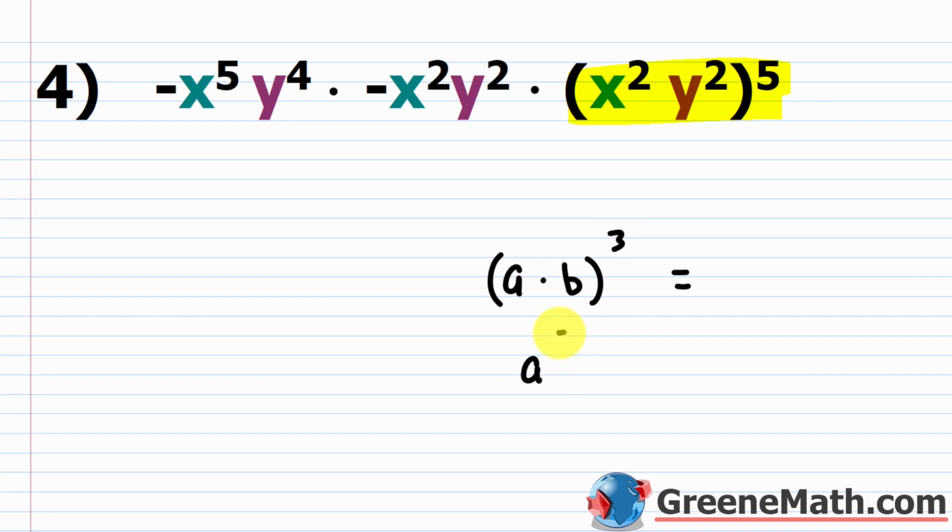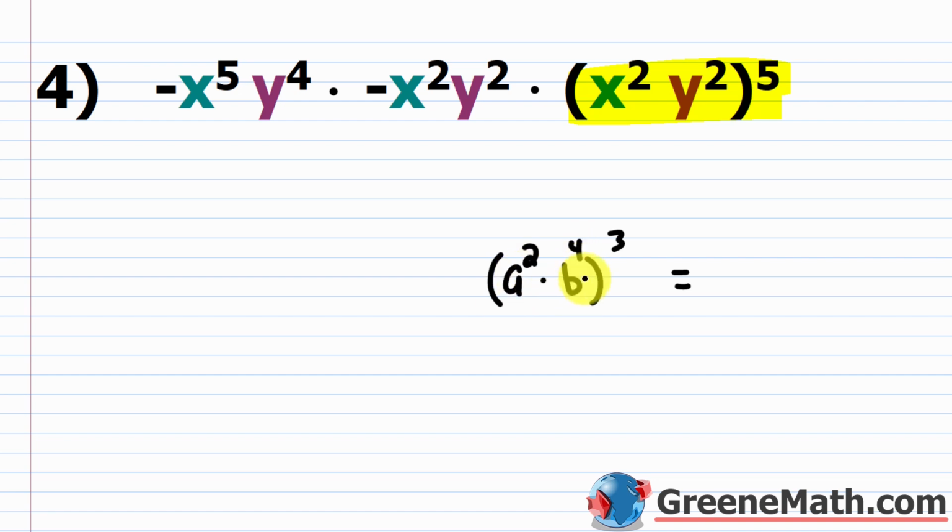So a gets raised to the 3rd power, and b gets raised to the 3rd power, okay? Now, to make this a little bit more interesting, let's say that a was already squared, and b was already raised to the 4th power. Here's where your power to power rule really kicks in, because a is already squared, and b is already raised to the 4th power.